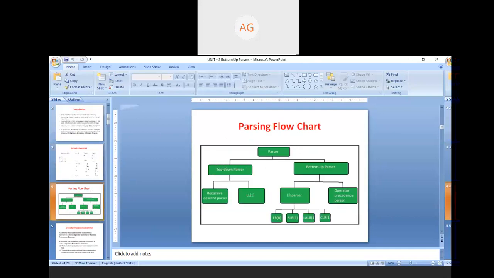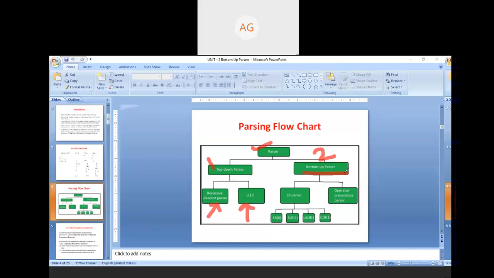Moving on, as you can see in this slide, there is a flow chart of parsing. Basically, parsers are divided into two classes. First is top-down parsers, and the second is bottom-up parsers. We already discussed the top-down parsers and their classes, like recursive descent parsers and LL1 parsers. And now we are going to start the bottom up parsers.